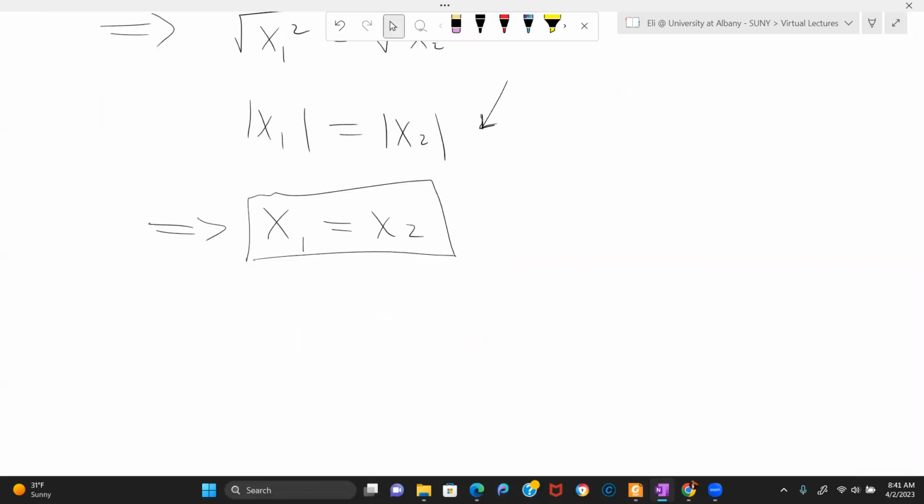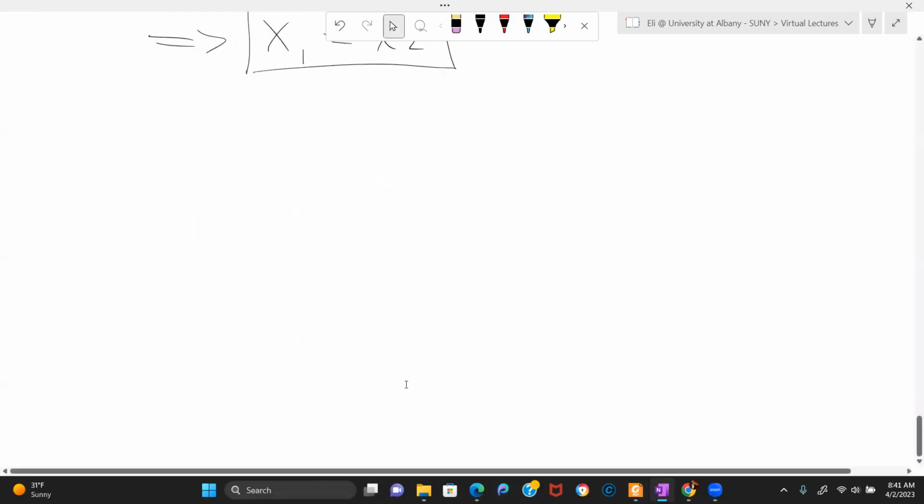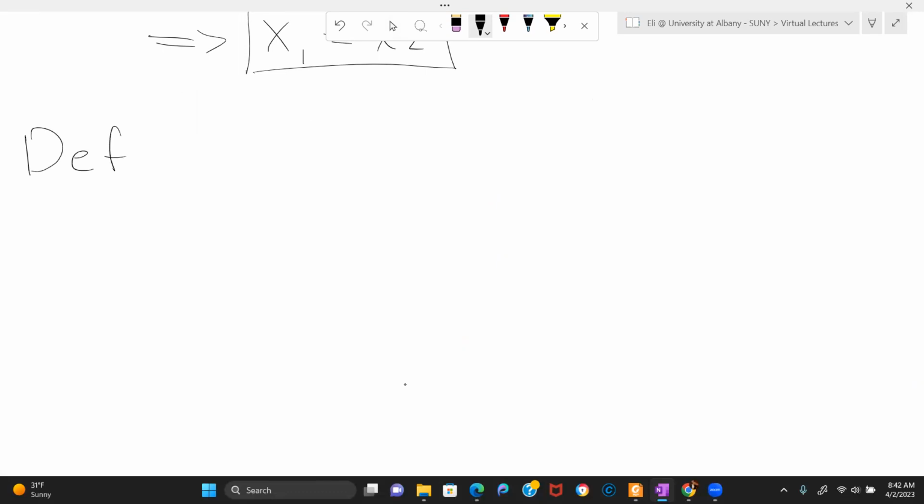All right, let's see what else we have. So now let's talk about the inverse of a function. Now that we've introduced injective or one-to-one functions, we talk about the inverse. This is probably one of the more complicated and abstract things.